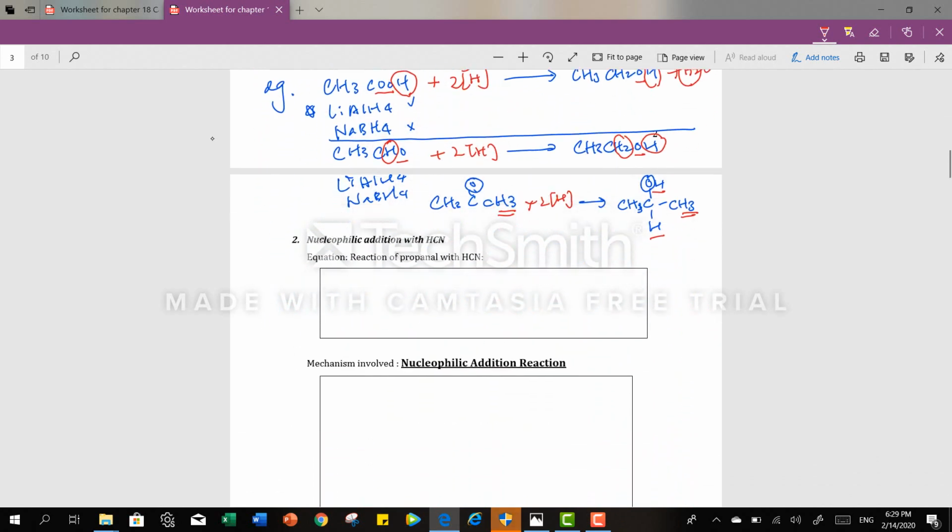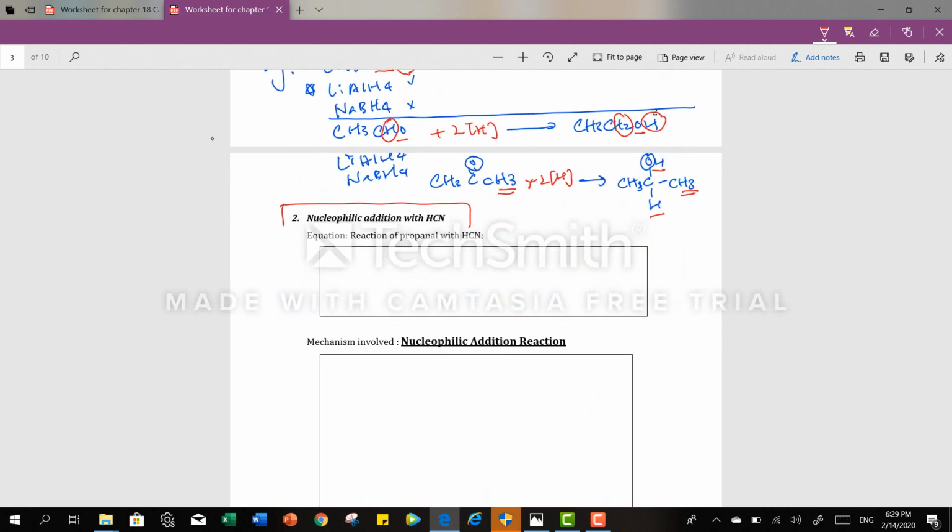Right now, I will introduce the second one, nucleophilic addition with HCN. Nucleophilic addition is the mechanism. Here is the last mechanism that you have to know in your syllabus. You have to draw the diagram to show how the electrons are moving, which one attacks which one, so that the product is formed. Okay, so now before that, we have to know the reactants involved. We use HCN, the reactant is propanone.